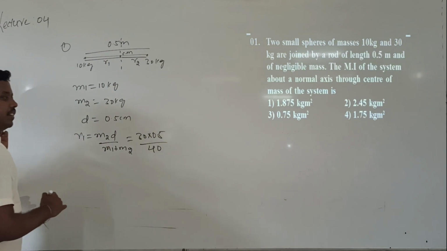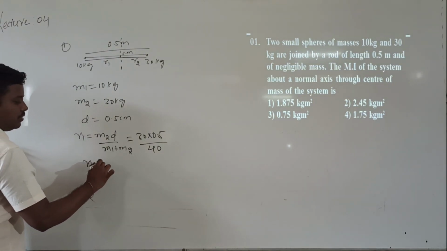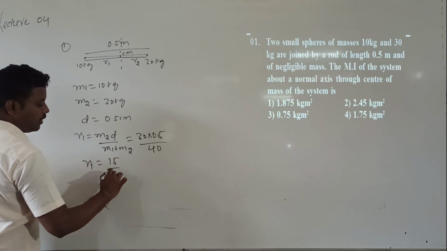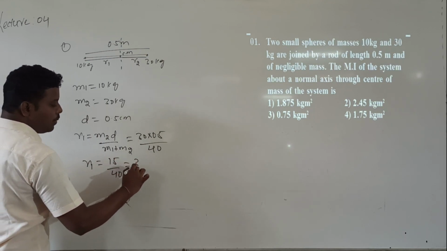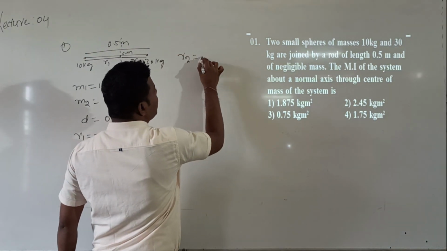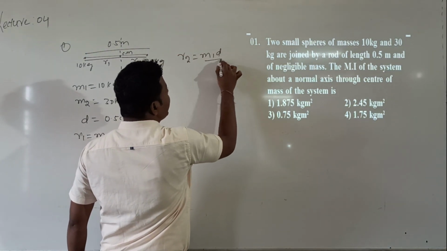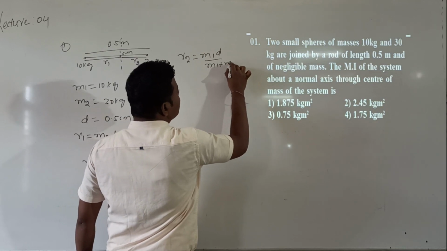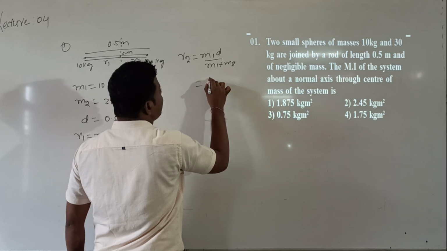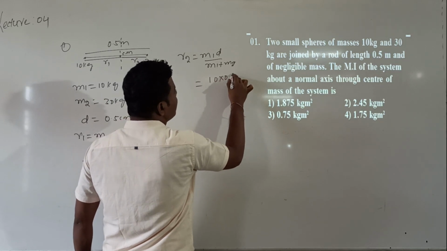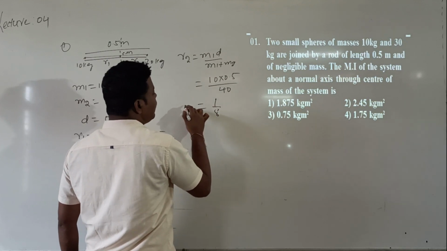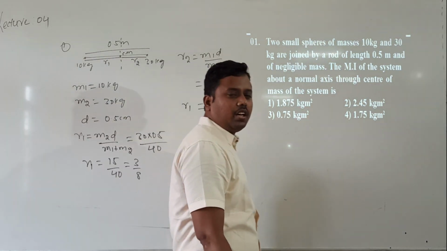So then what do we get? R1 value is equal to 15 divided by 40, that is 3 by 8. Similarly, what is R2? R2 value is equal to the formula M1 into d divided by M1 plus M2. Then what do I get? M1 value is 10 into d value 0.5 by 40. Simplification gives 1 by 8. Therefore, now I have the R1 value and R2 value.